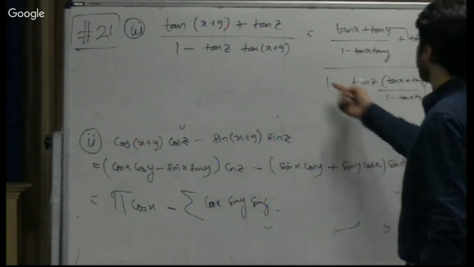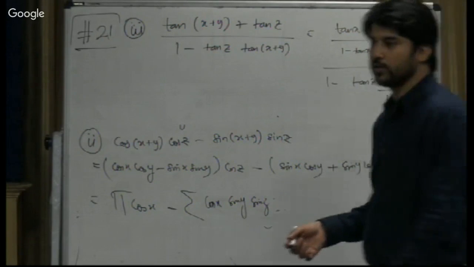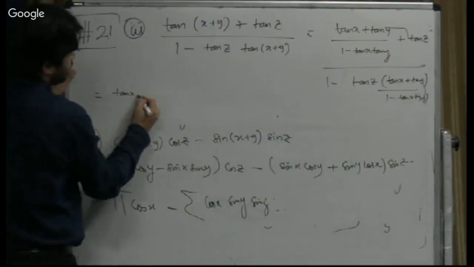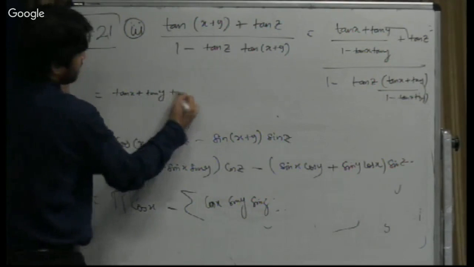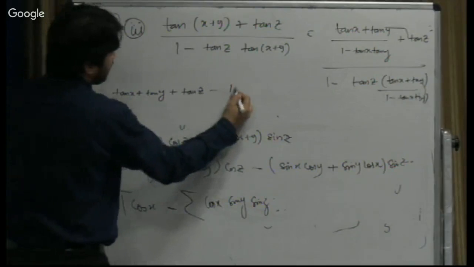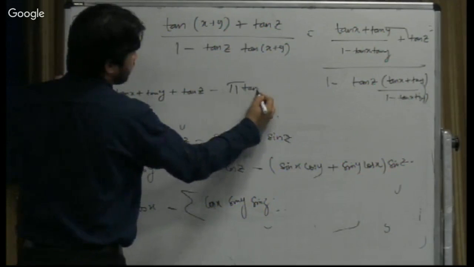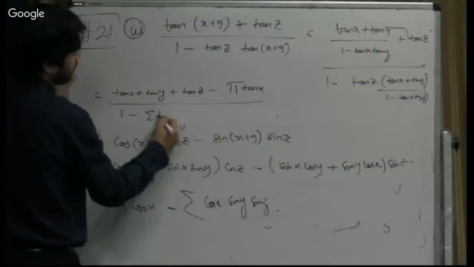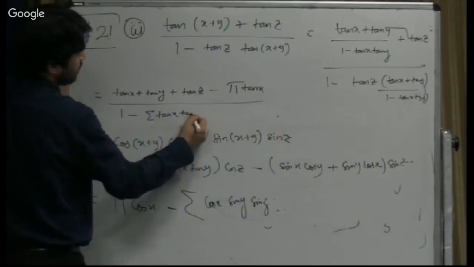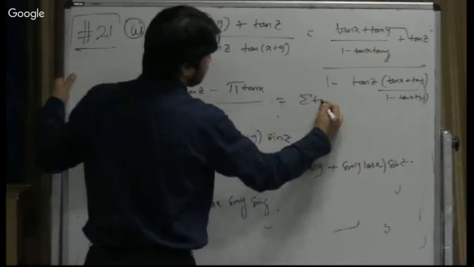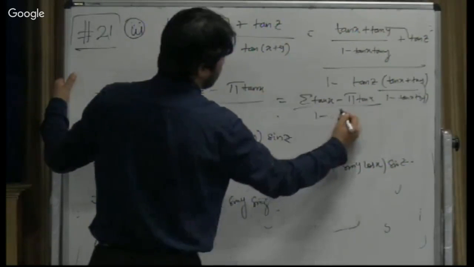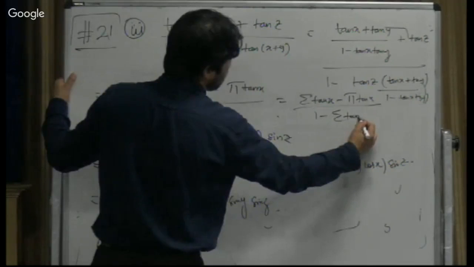दोनों इसको इधर ले जाके, दोनों का डेरिवेटिव सेम होगा तो हटा सकते हैं. So I can say tan x plus tan y plus tan z minus pi tan x, ठीक है, upon 1 minus sigma tan x tan y. So I can say sigma tan x minus pi tan x upon 1 minus sigma tan x tan y.